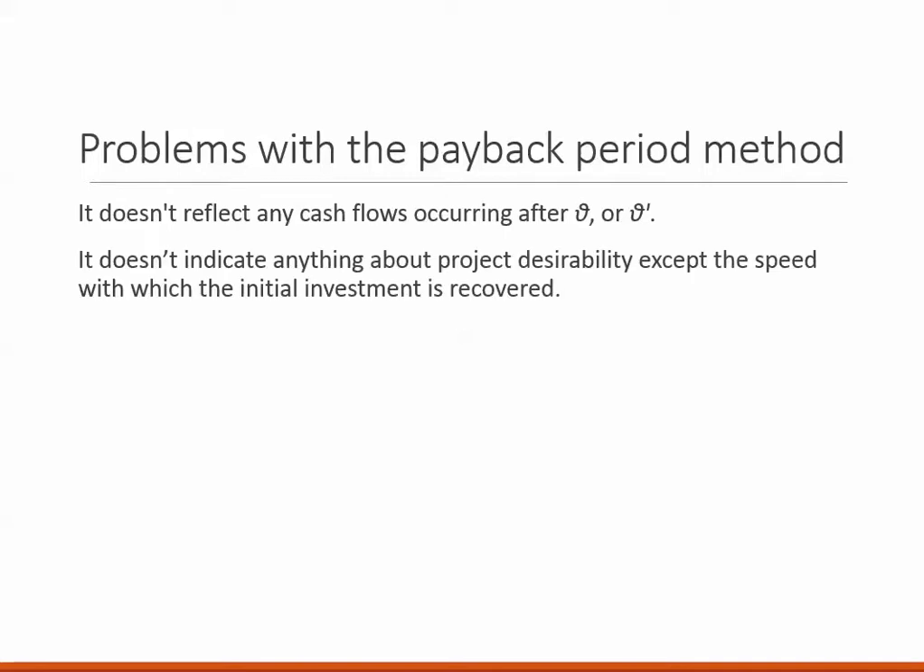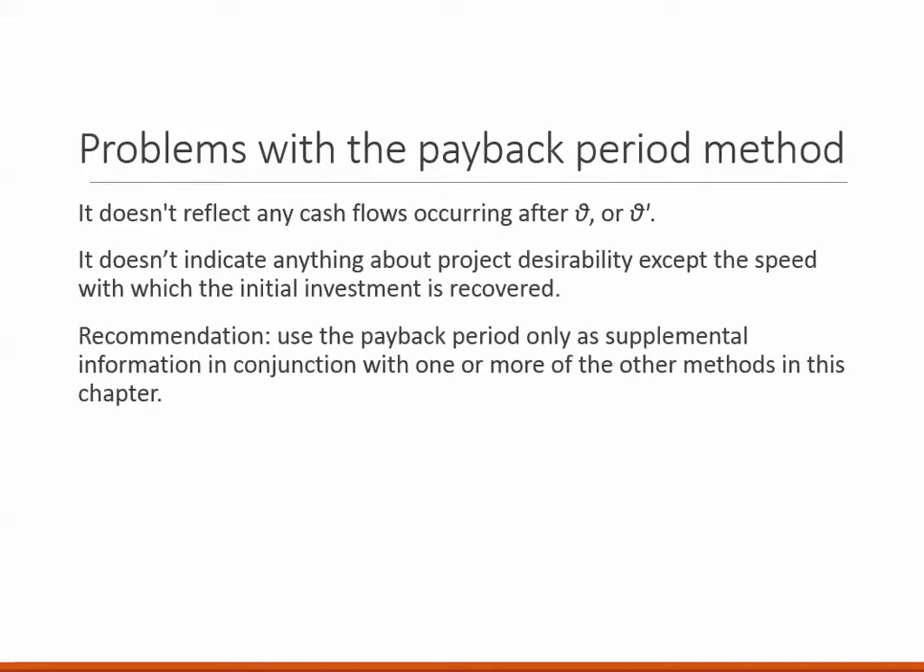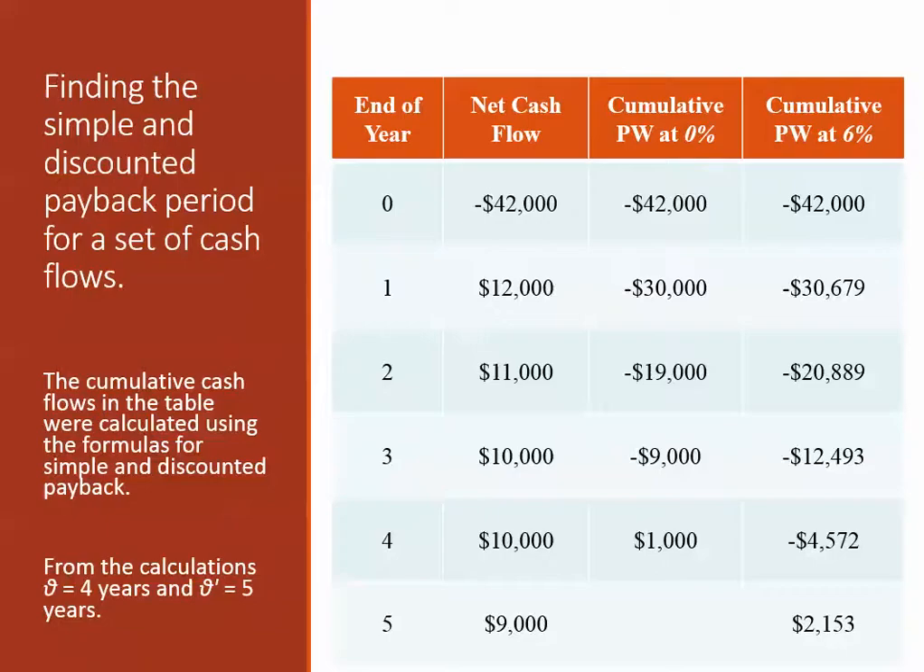So again, we don't know anything about the project desirability except the speed at which the initial investment is recovered. So the recommendation is to use payback period only as supplemental information in conjunction with one or more of the other methods in this chapter. So say present worth, and then you have two. You may be comparing 3 options, and 2 of the options are really close in present worth. Then maybe you might look into payback period, and the one that gives you your money back sooner so you can reinvest it, that is the better option.